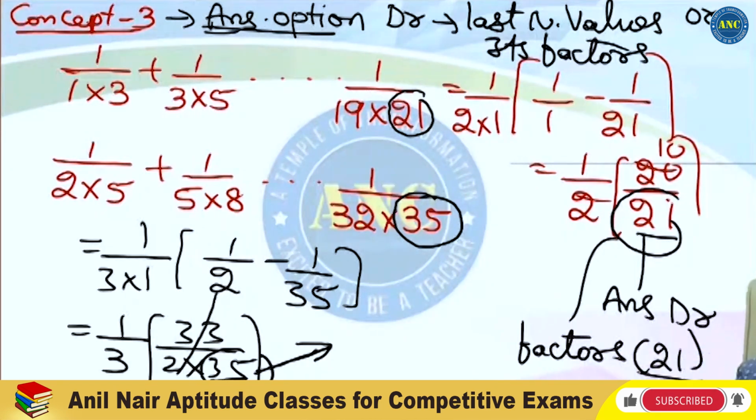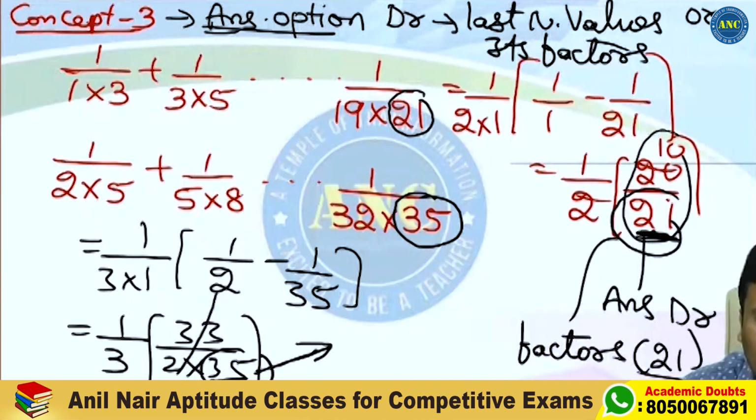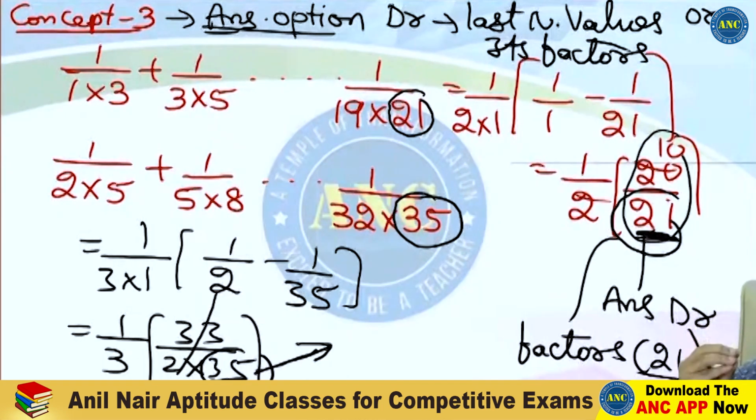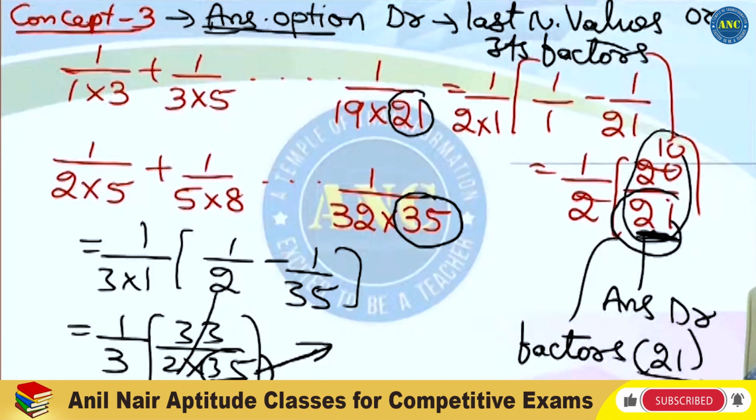Pure observation will tell you that 21 will be there. If these both are co-prime, 21 will come. If they are not co-prime, factors of 21 will come. Keep an eye on the answer options. The answer option denominator should contain the last numerical value or its factors. Concept number 3, I hope it is clear.